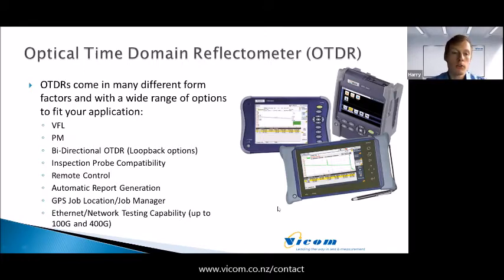Some of the common options that you can look at is a VFL or power meter. So that's combining some of those tools that we just discussed into the one unit. You might also need capability for bidirectional OTDR testing, say if you're doing testing on a PON and want to do some testing through some splitters. You want something that's compatible with inspection probes that we were discussing earlier. Do you require a remote control unit, say via your phone or PC? Do you need automatic report generation? And for more advanced testing in some of the large enterprise customers, maybe they're also looking at Ethernet and network testing capability up to 100 or 400G, depending on what you're working on.